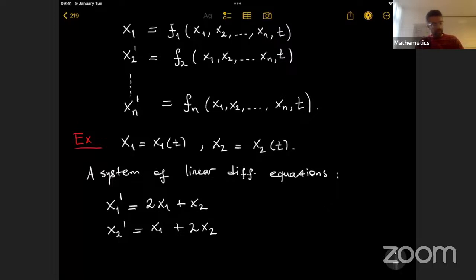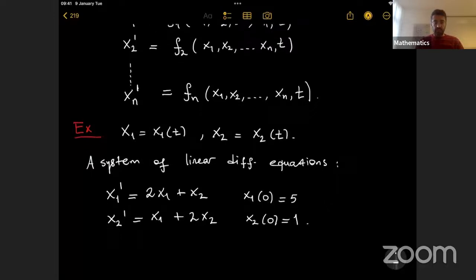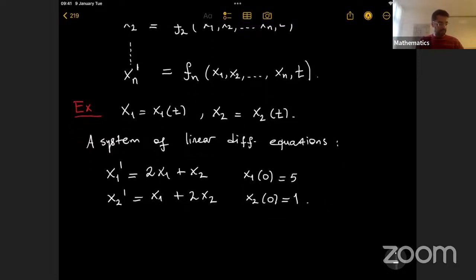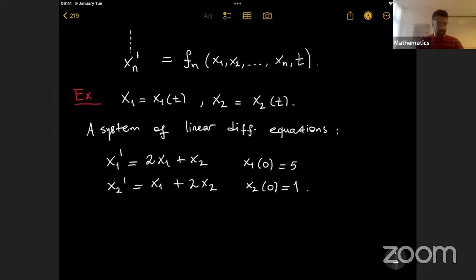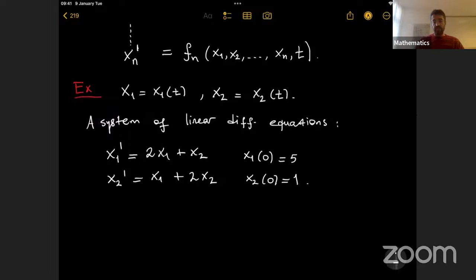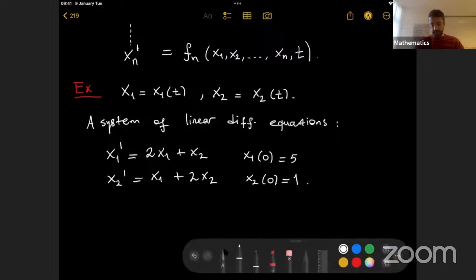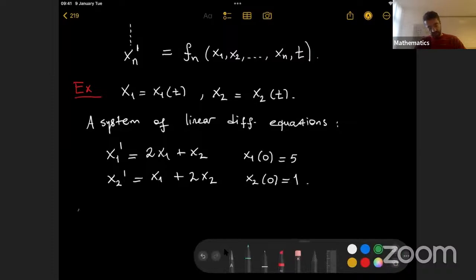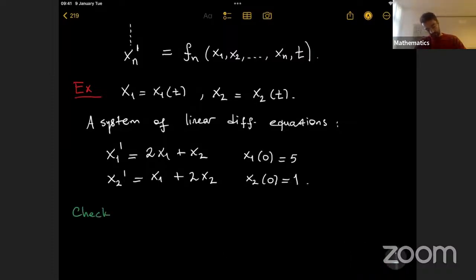Well, let's also give the initial values. x1 at 0 is equal to 5, and x2 at the origin is equal to 1. So this is the initial value problem. We have the initial values, and it's a system. We have two functions in this system, x1 and x2, and we have a system of linear first order differential equations. Later, we will learn how to solve this type of differential equation. This is quite a simple example, but right now let's skip that part, and you can check it as an exercise.